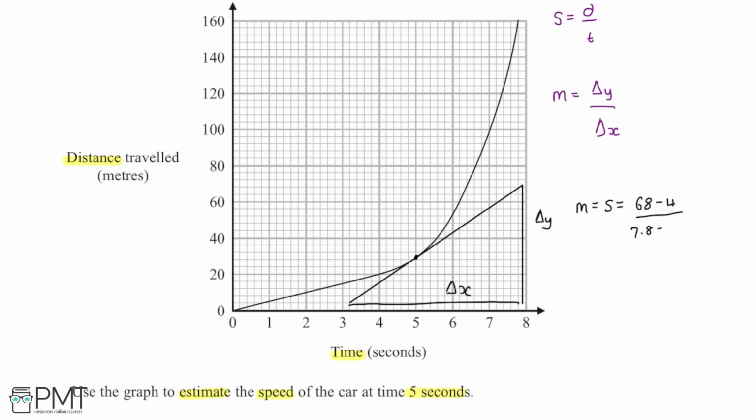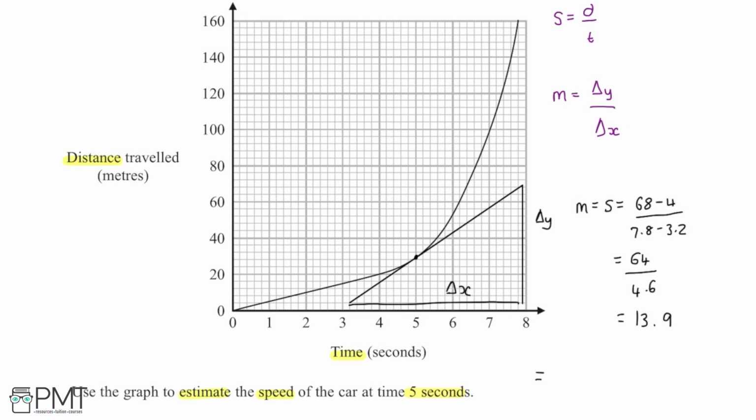Then we subtract this value here, 3.2. So I have 64 divided by 7.8 minus 3.2. That gives me 4.6, and I have 64 divided by 4.6, which gives me an answer of 13.9.